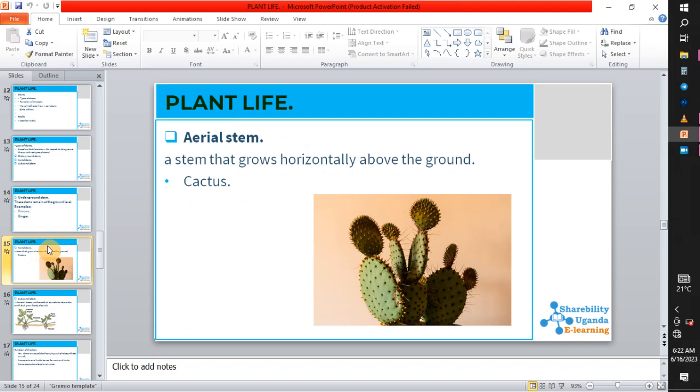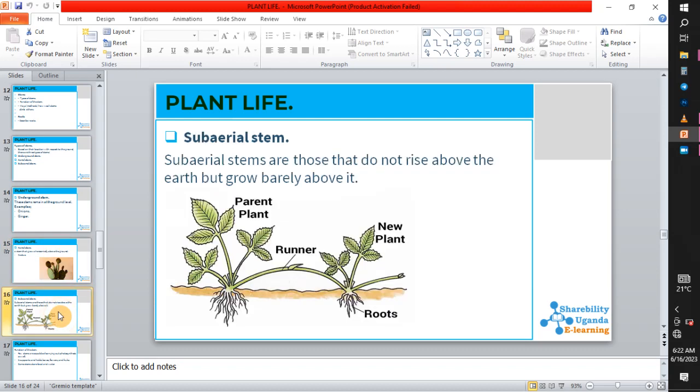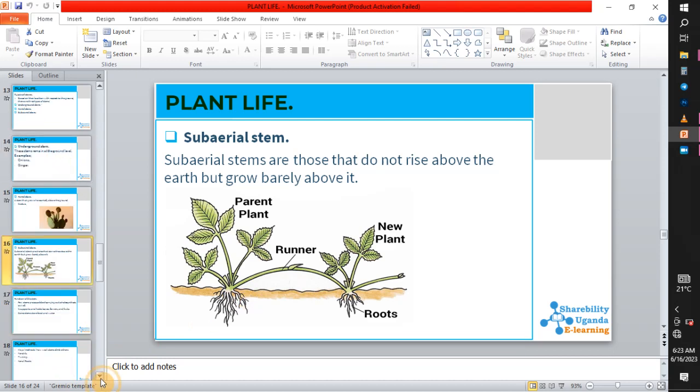Then we have aerial stems, a stem that grows above the ground. For example, we have a cactus. It is a plant with an example of aerial stem. And then we have subaerial stems. Subaerial stems are those that do not rise above the ground, but grow barely above it. They grow around the ground. They don't exceed so much above the ground and they are not at the ground level. So they are there, as illustrated in the picture.